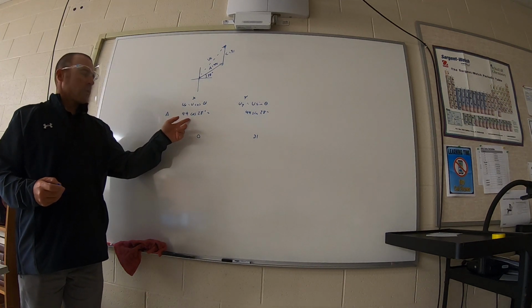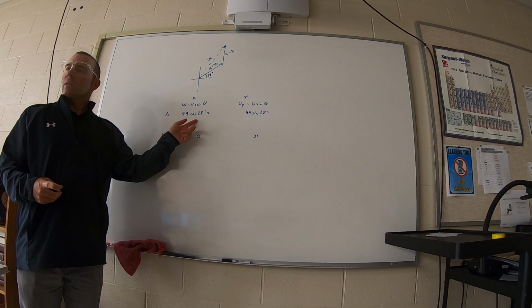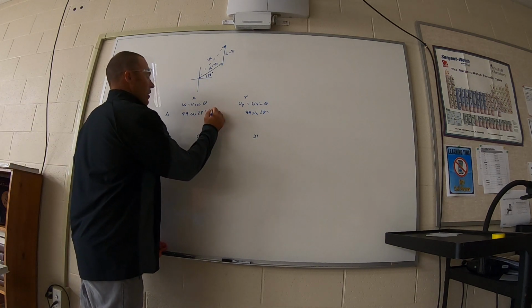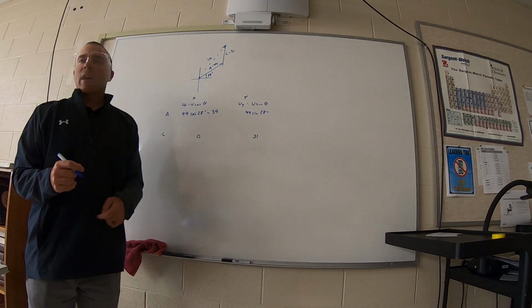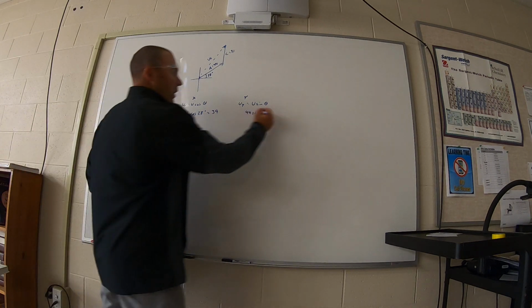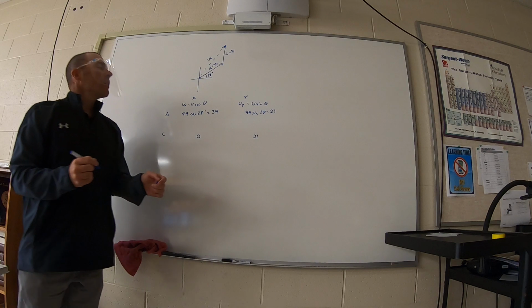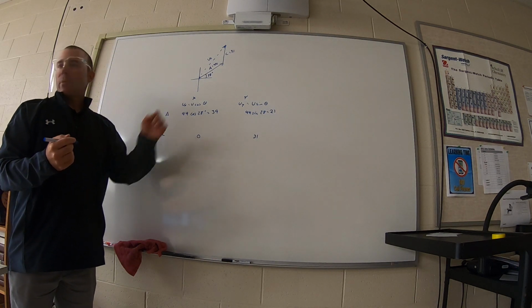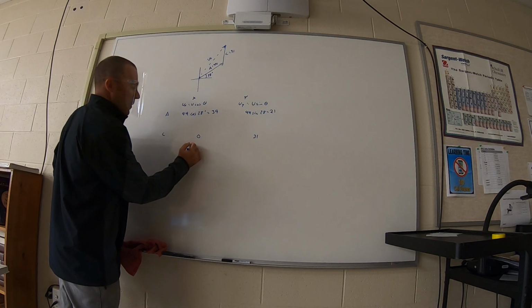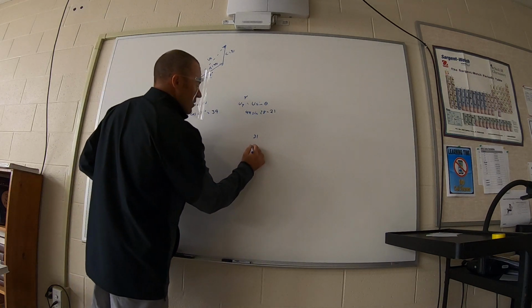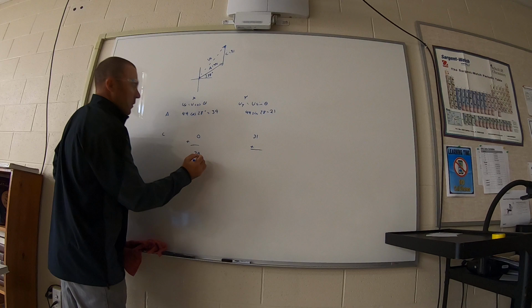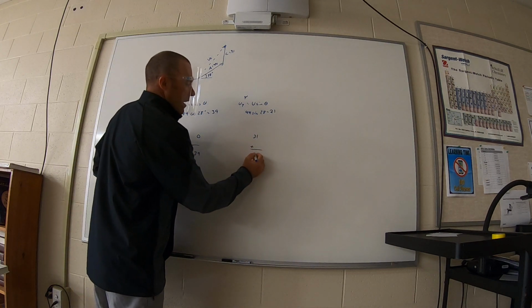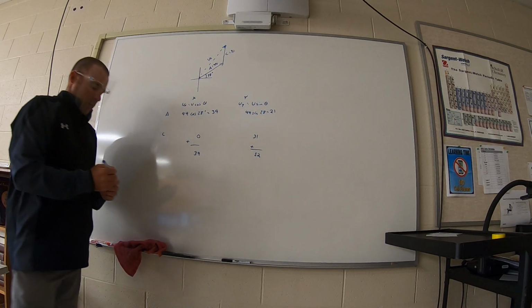So does somebody have 44 times the cosine of 28? 39. Okay, that's going to the right, so it's going to be a positive number. 44 times the sine of 28? 21. That's going to be a positive number too, because it's going up. Okay, so let's sum those up. So this is going to be 39 in the x and 52 in the y.